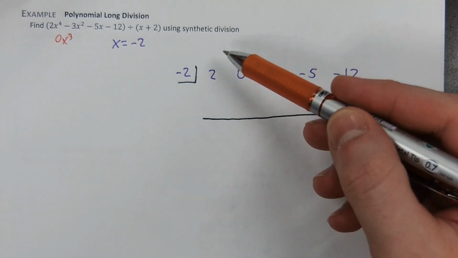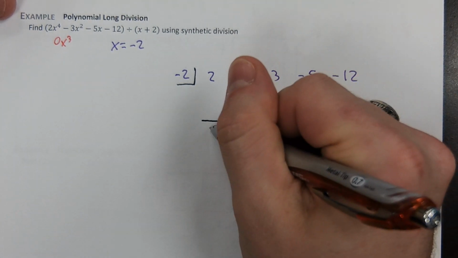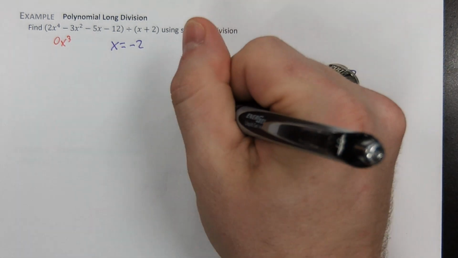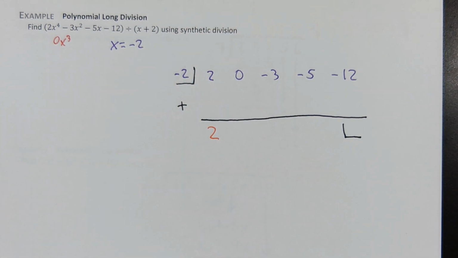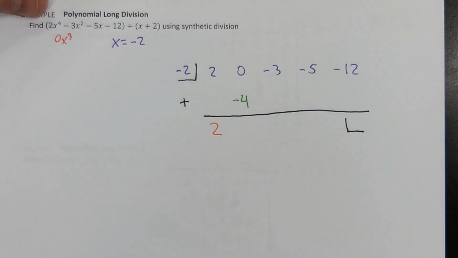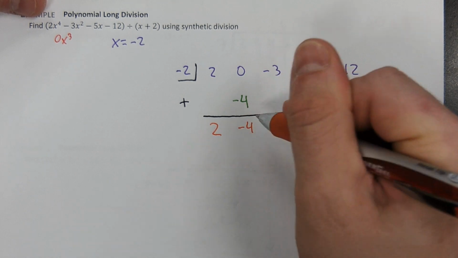And like I said before, you start by dropping that first number down. There. All right. Oh, I forgot my plus sign. To be honest with you, mathematicians don't write the plus sign. You just know that you're adding straight down. I'm only writing it because it's good notes. It's not wrong to write it. Anyway, -2 times 2 is -4. Adding straight down gets you -4.